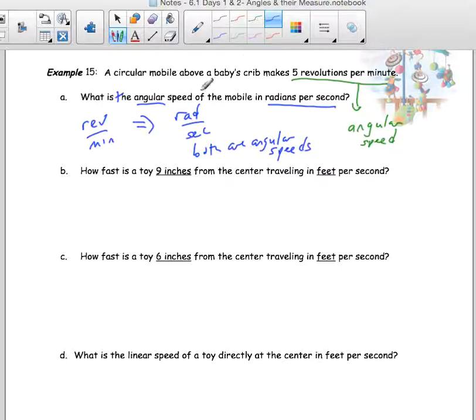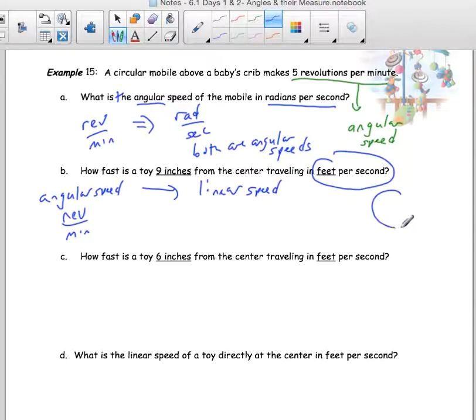In part B, we start with an angular speed, and I started in class in revolutions per minute, and we convert that to a linear speed, which we were asked to give in feet per second. So the linear speed is actually how many feet the toy, which is 9 inches from the center, travels per second. Okay, so this is linear speed because it's units of distance per time. I'd like to do letter C now. We didn't do this one in class.